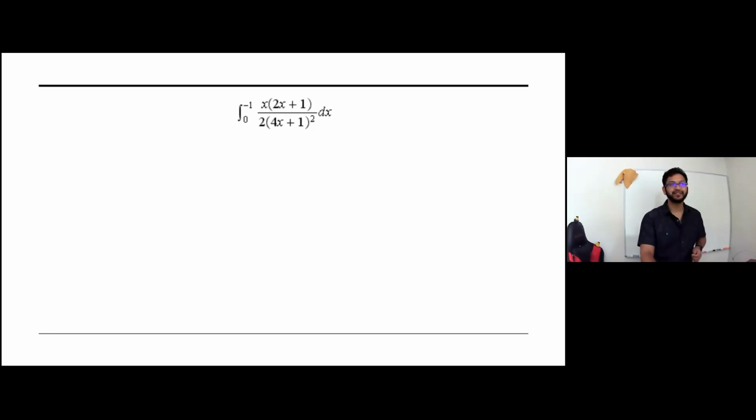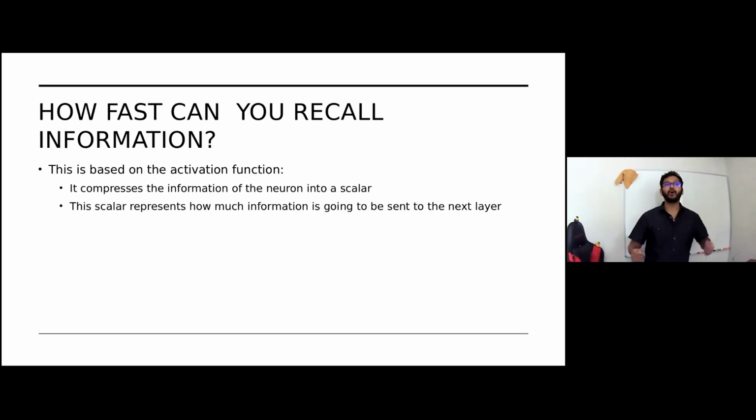So essentially, we're looking at how fast you can recall information and recall previous experiences to answer a question. So this is mainly what the activation function does. It compresses all of your previous information, and then it generates a scalar, which would be the electrical impulse in your brain, and moves it forward.